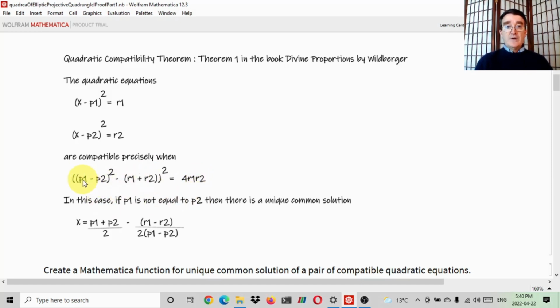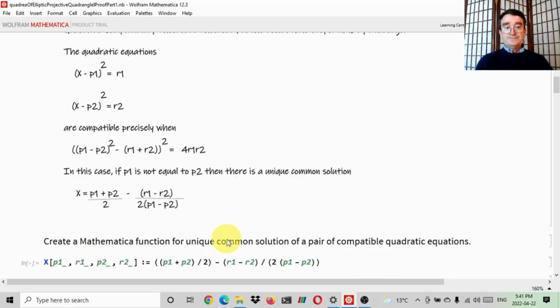And in the case when p1 is not equal to p2, there is a unique common solution given by x. The common solution of these two quadratic equations is x equals (p1 plus p2) over 2 minus (r1 minus r2) over (2 times (p1 minus p2)).